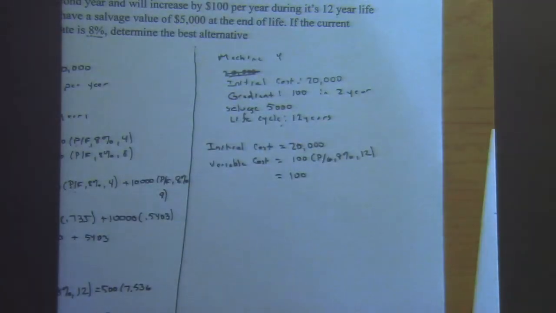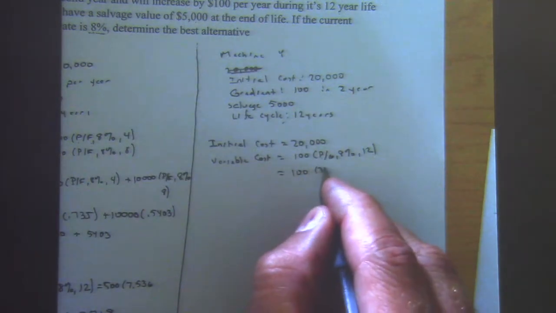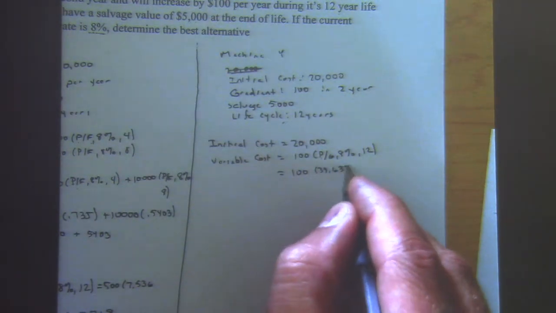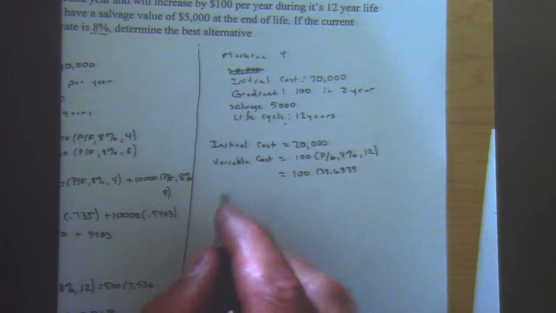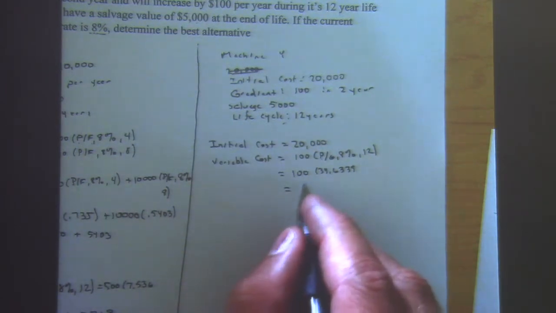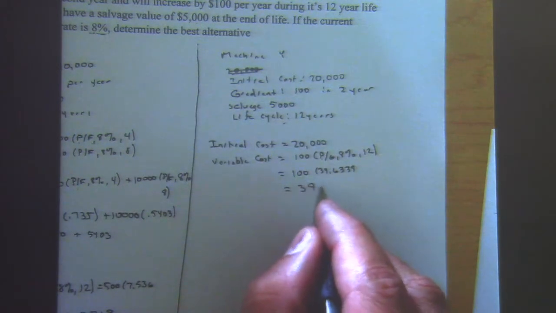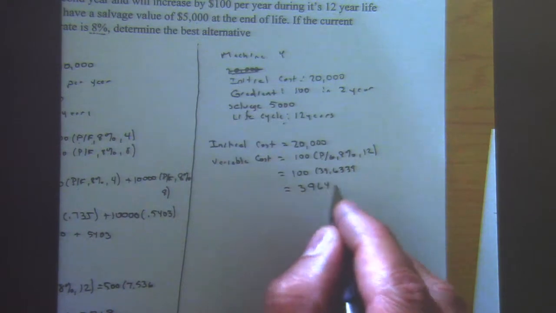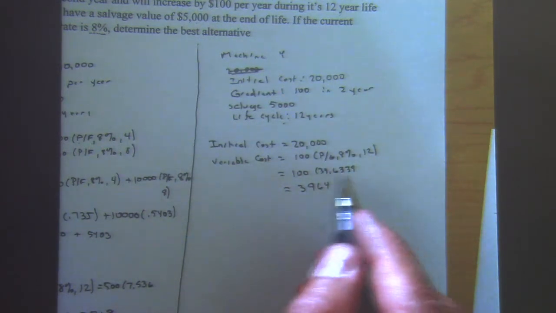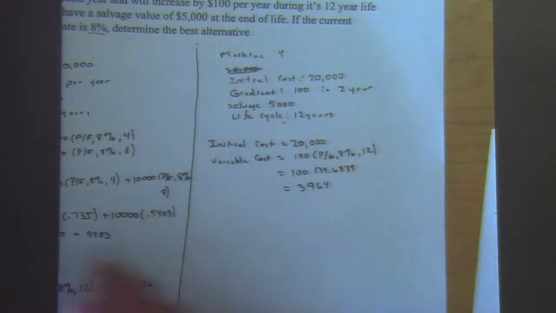Our multiplier is 34.6339. So 100 times 34.6339. And so the variable cost associated with this is $3,964. I'm going to round this just because we don't need that little bit of change there.